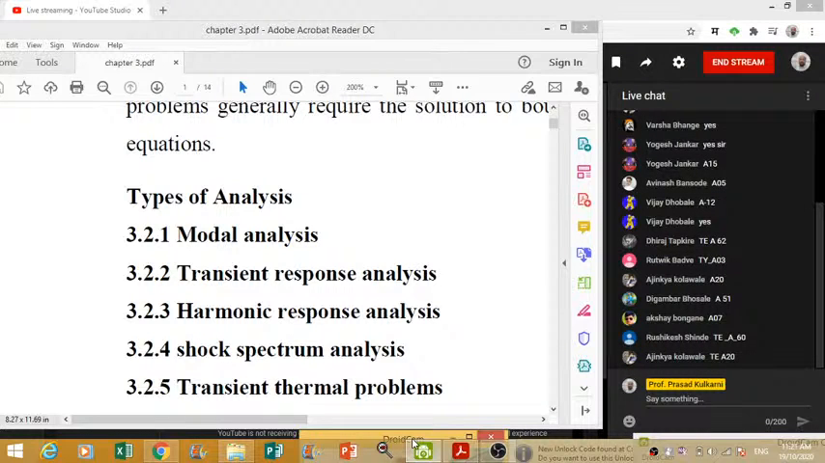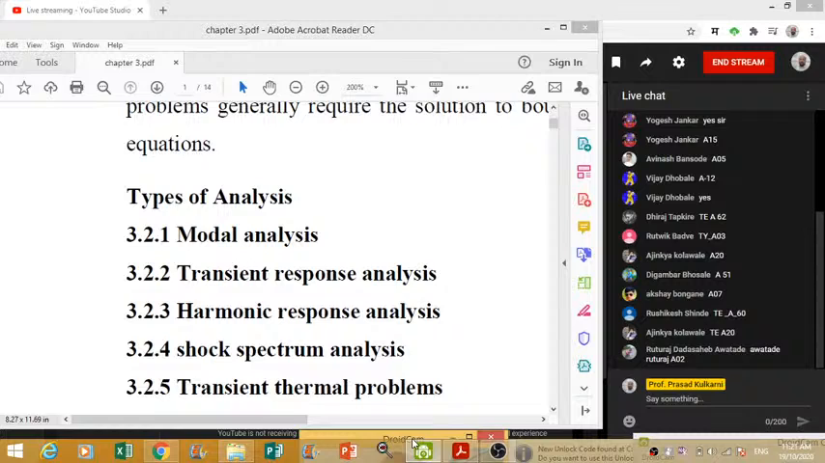This is expected. So again I am repeating, don't be in confusion that, sir, the component is stationary, so I have selected static analysis. A component may be stationary or may not be stationary, but if loads acting on the component are varying with respect to time, then you should select a dynamic type of analysis. That is expected.